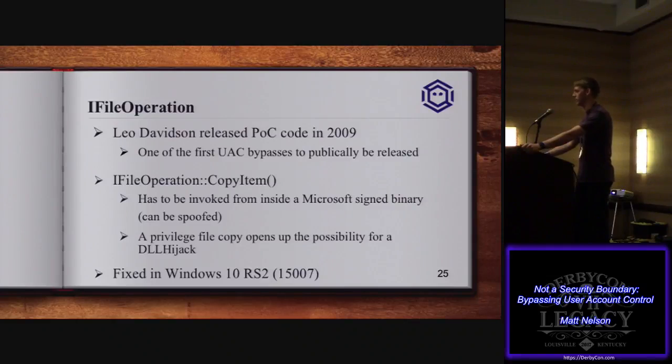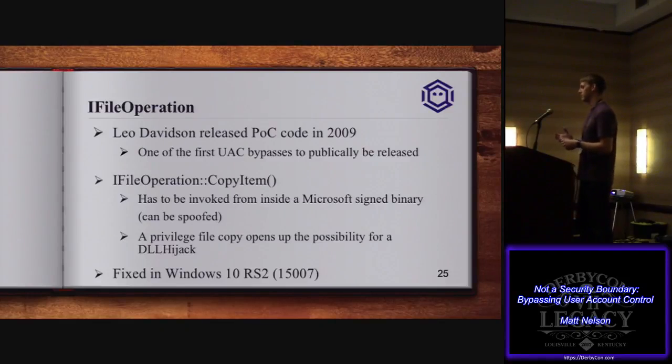So the first one's the good old IFileOperation. This is the one that's been around since 2009. It's been the default one in almost every malware sample that has some sort of module to get around UAC. Created by Leo Davidson, again back in 2009. It still works on the vast majority of endpoints. Microsoft actually fixed this in Windows 10 RS2, build 15007. I'll cover why they fixed that, and like I said, it's not a boundary, so why are they fixing it? I'll kind of explain that here in a little bit.